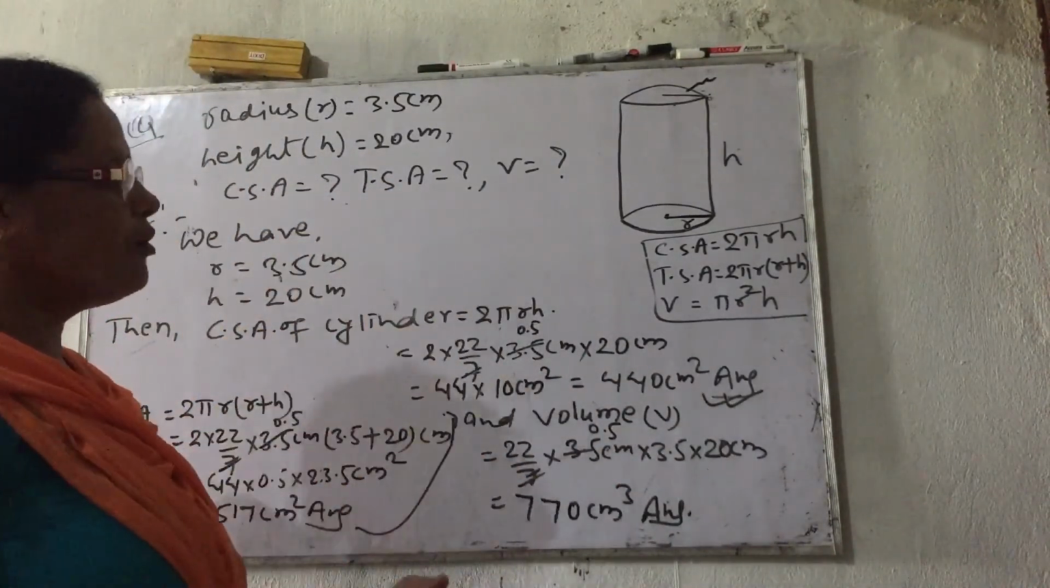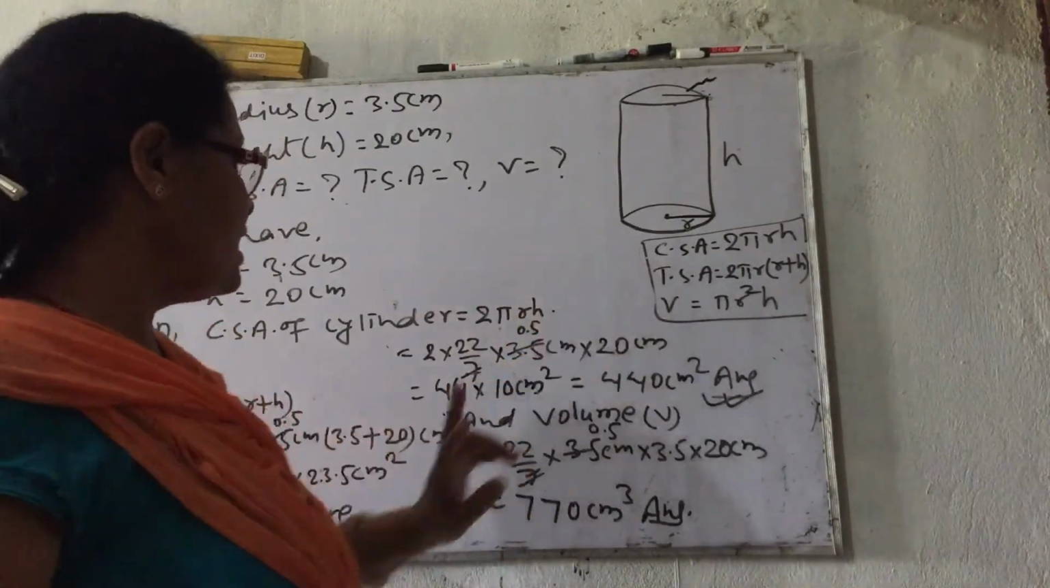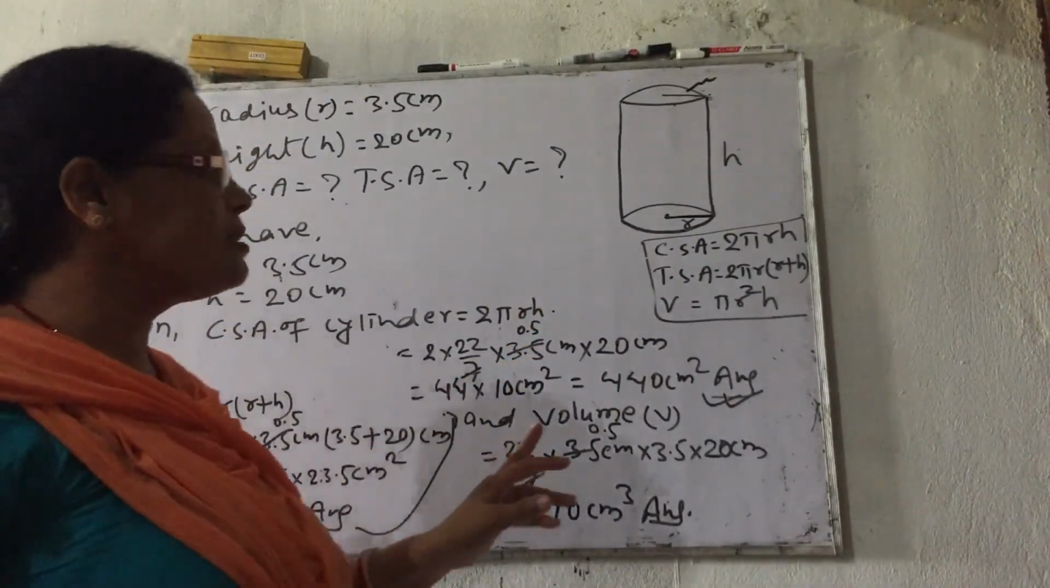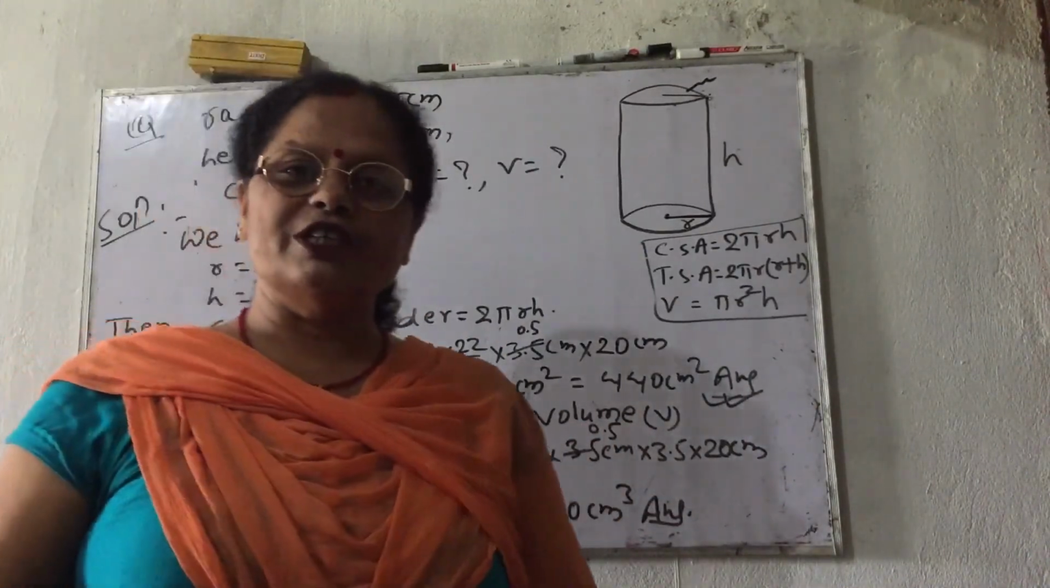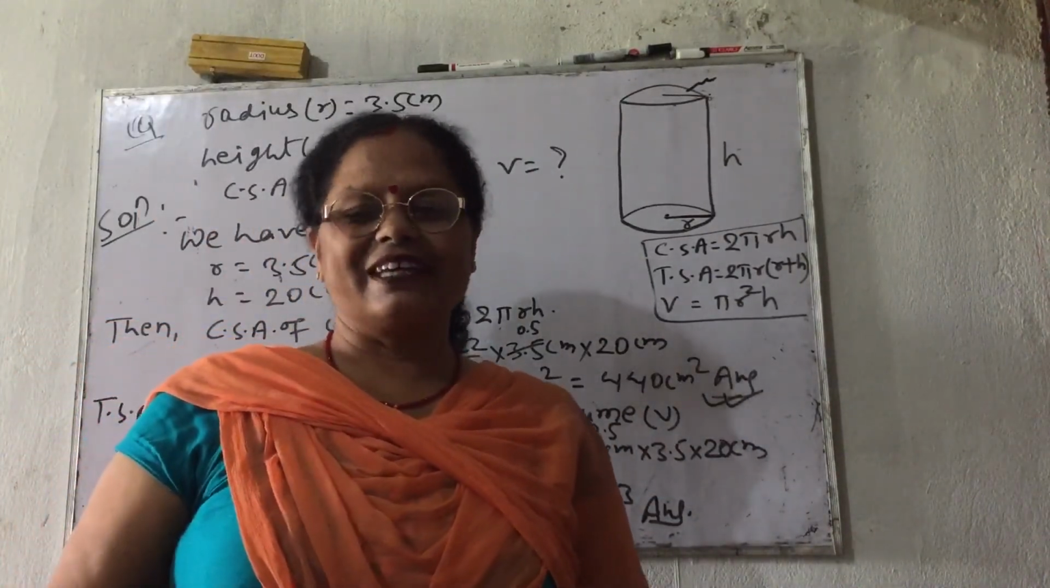By using all these formulas, we got CSA, TSA and the volume. I think all of you understood this. Okay, thank you.